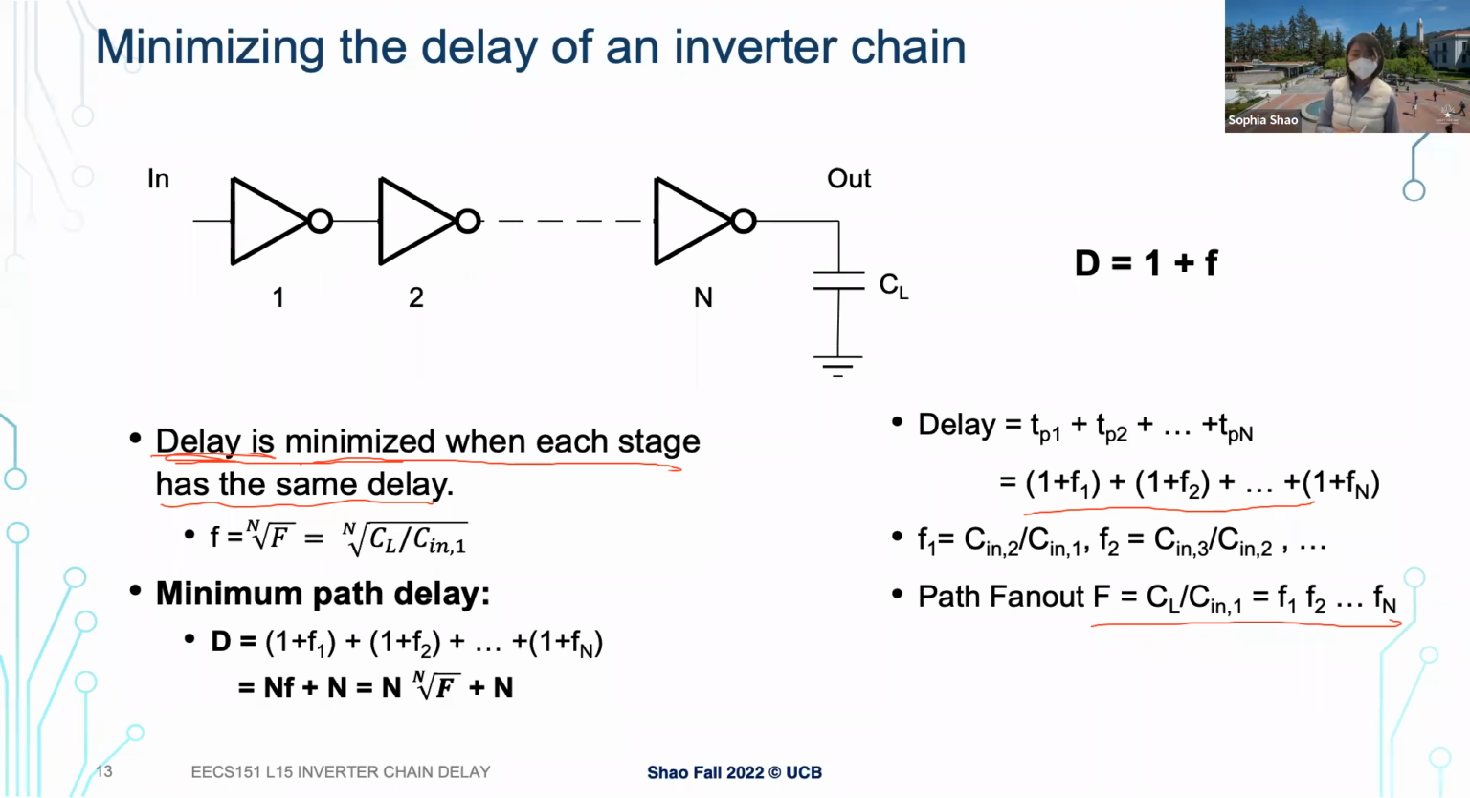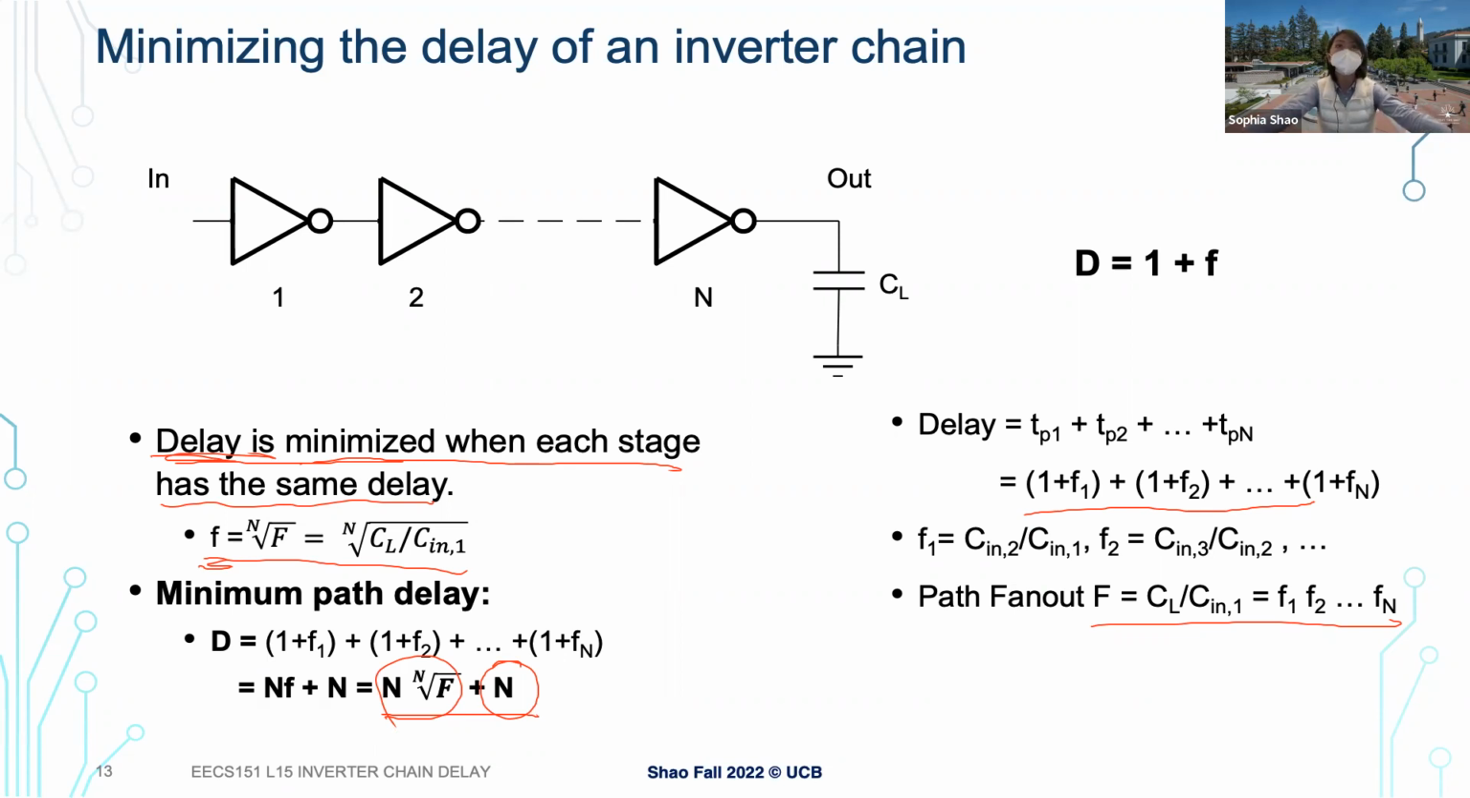So back to our circuit. This principle also applies to our circuit. Delay is minimized when every stage has the same delay. So with that, every stage has the same fan out, the same f, the lowercase f here. So we can calculate the f here. And if everything has the same fan out, the overall path delay is basically the constant N we discussed earlier, plus N times the fan out of each stage. So that will be the minimum path delay that we can achieve.